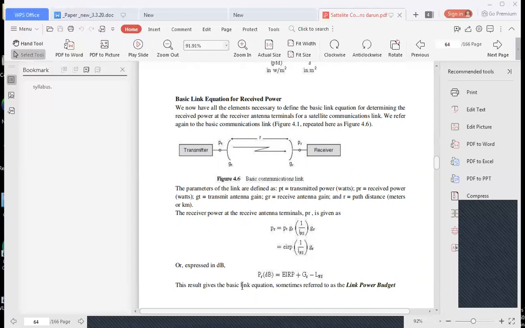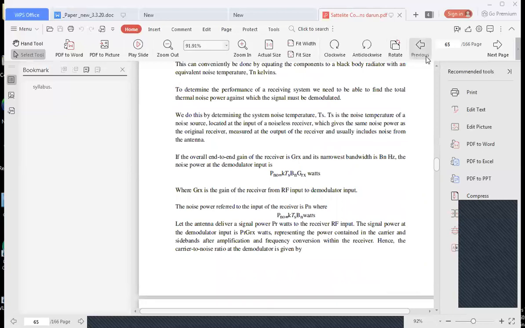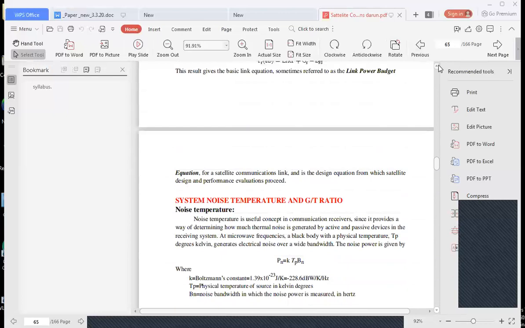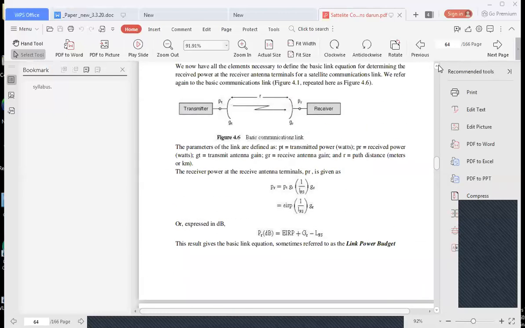So the received power is PR equal to EIRP plus GR minus LFS, the link power budget. Actually, this is very important to calculate the budget of the satellite. There is a simple description on this satellite free space transmission formula, and how transmission occurs in the satellite, and the calculation of gain and everything in brief. I will provide you a note regarding this.